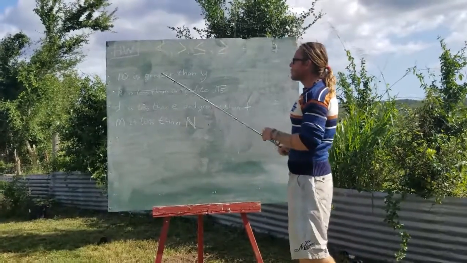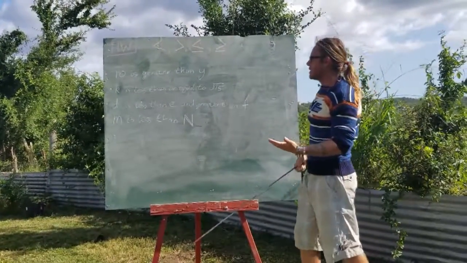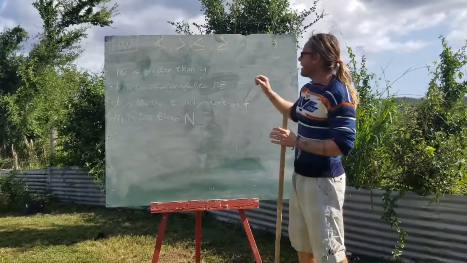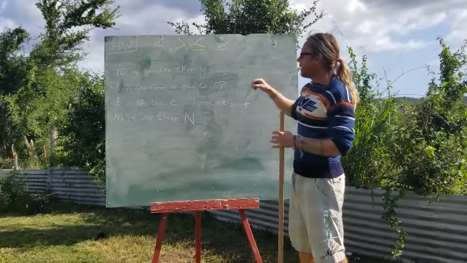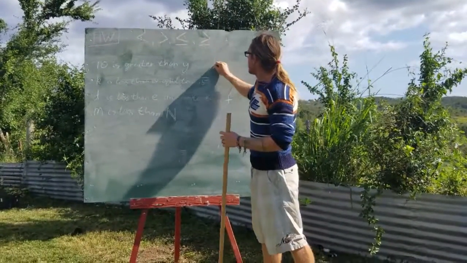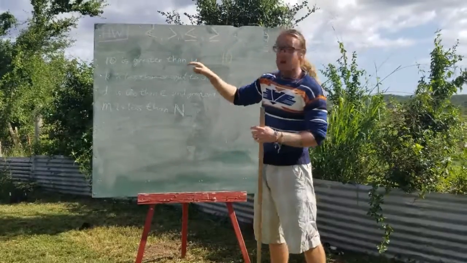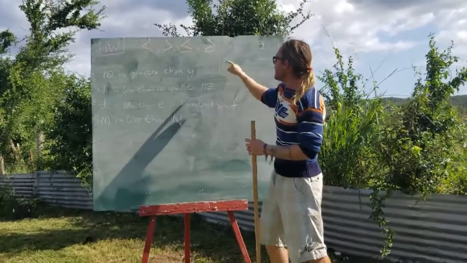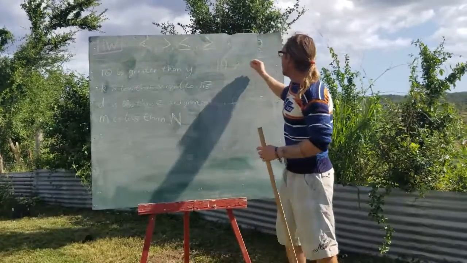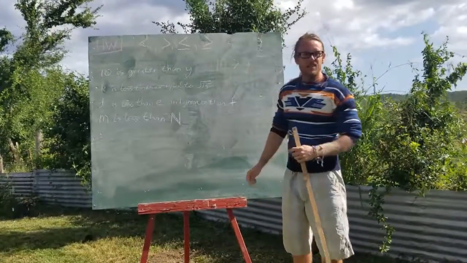So, 10 is greater than y. Our job was to write that as an inequality. 10 is greater than y. Well, whatever y is, 10 is greater than that. So a way we could express that in not so many words, which is always nice, is 10 is greater than y. Nice little easy one.